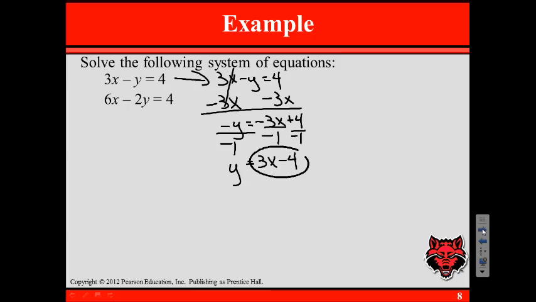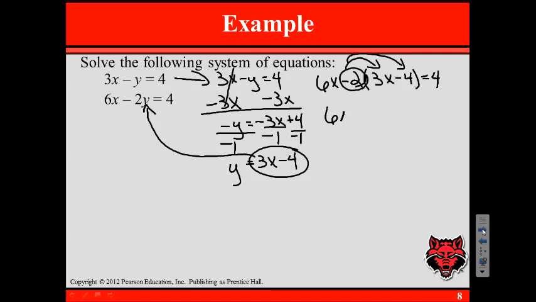We can then take that expression and plug it into the y variable in the second equation. That will give us 6x minus 2 times 3x minus 4 equals 4. We distribute the negative 2. Now we have 6x minus 6x plus 8 equals 4. The 6x's cancel, and we're left with 8 equals 4, and this is a false statement. A false statement means the two lines are actually parallel, and so they will never touch. There is no solution.